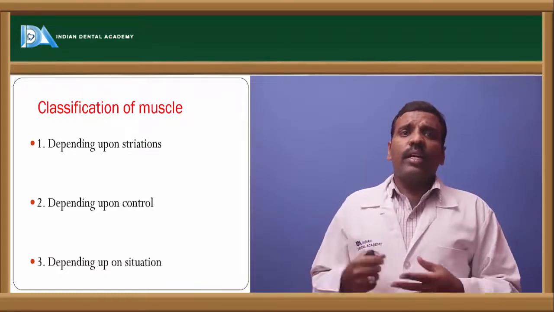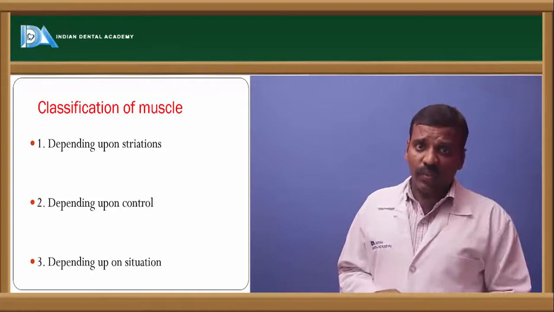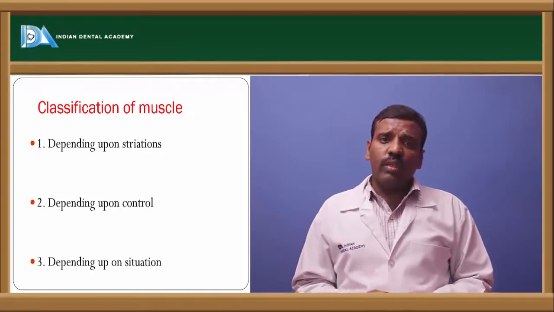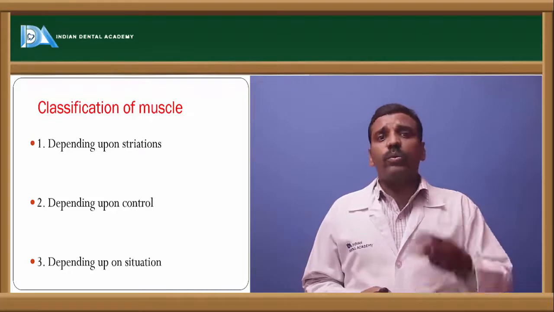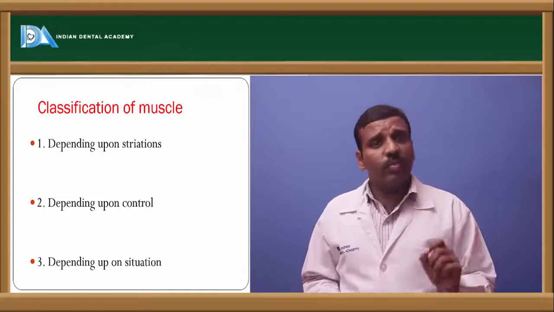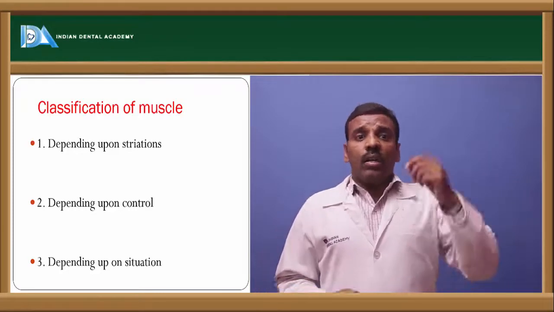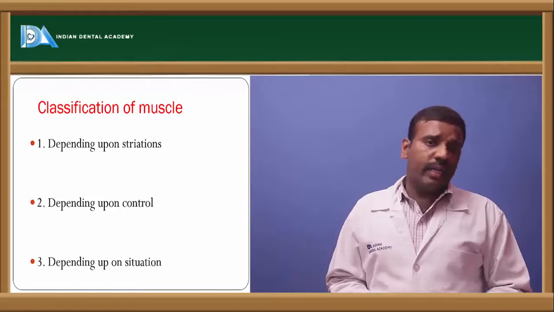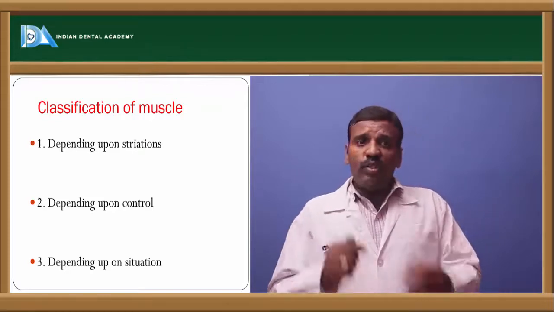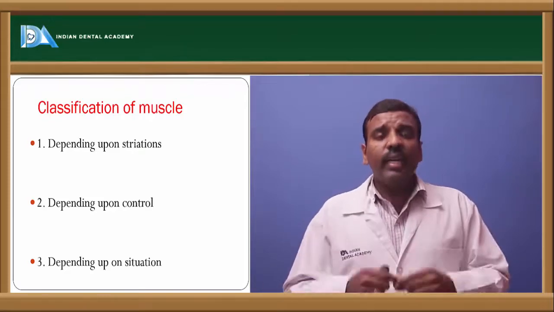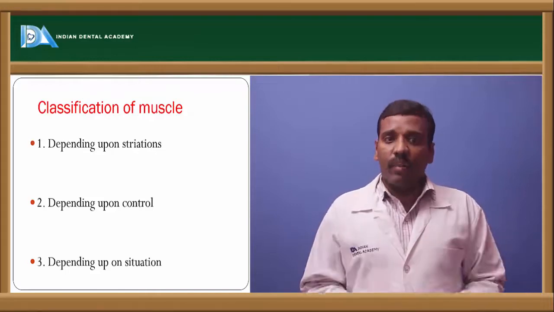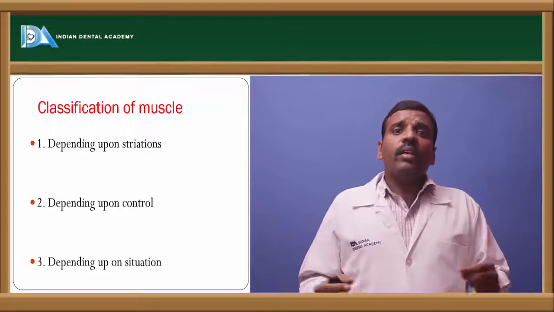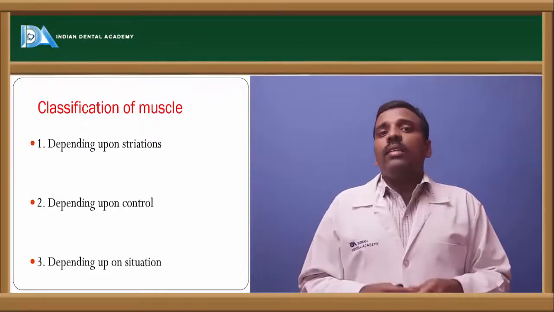The next classification is depending upon the situation. Depending upon the situation, the muscles are divided into three types: skeletal muscle, cardiac muscle, and smooth muscle. First, the skeletal muscle. A muscle which is along with the skeleton is called the skeletal muscle. All over the body the skeleton is present, and along with that skeleton the muscle is present; that is called the skeletal muscle.